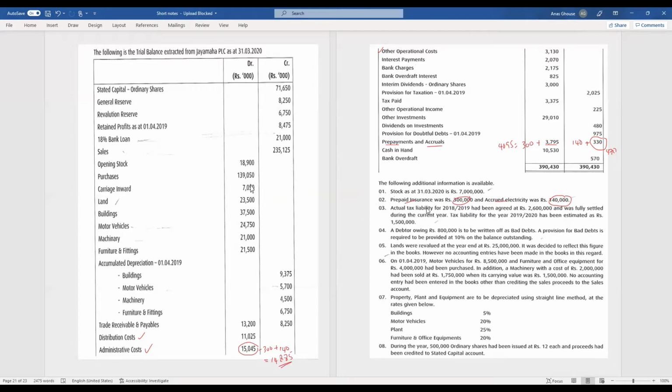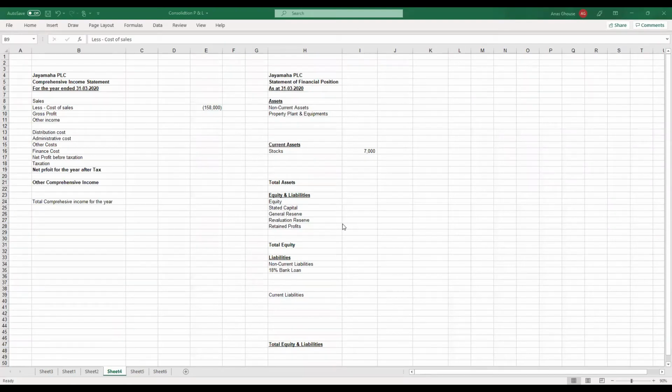Then these amounts will have to be included in the financial position. So we'll go back to the financial position. We'll go to the current liabilities, and we can say accrued expenses, since you are given accrued expenses. So this will be 470.